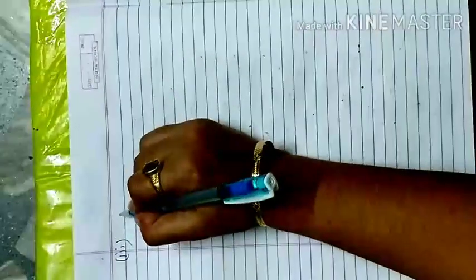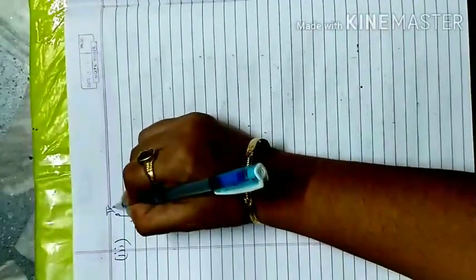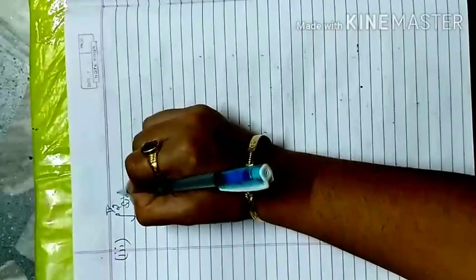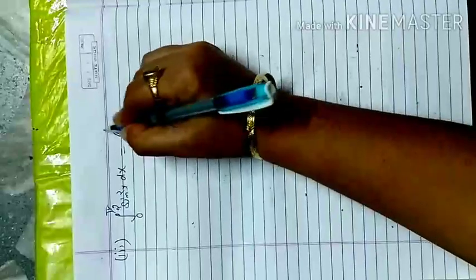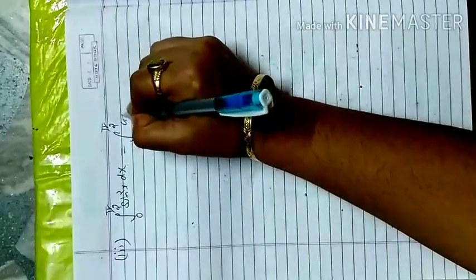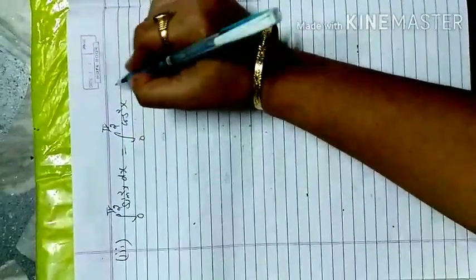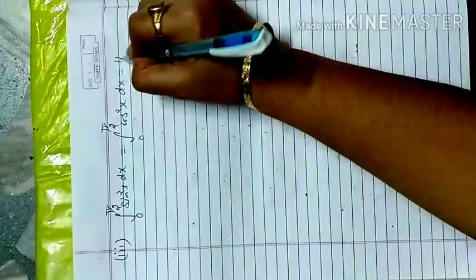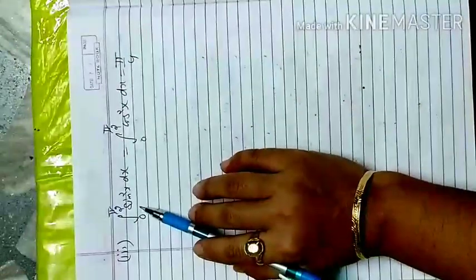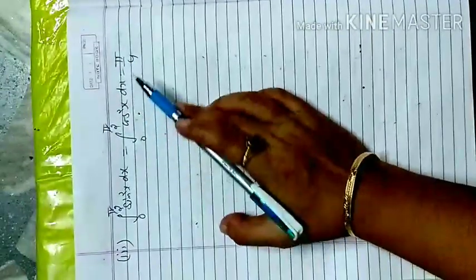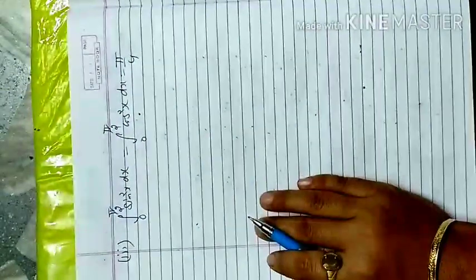So here you are given the integral from 0 to pi by 2 of sin square x dx is equal to the integral from 0 to pi by 2 of cos square x dx, that you want to prove. So the statement means either you will take this statement or you will take this statement. Your answer will be pi by 4.